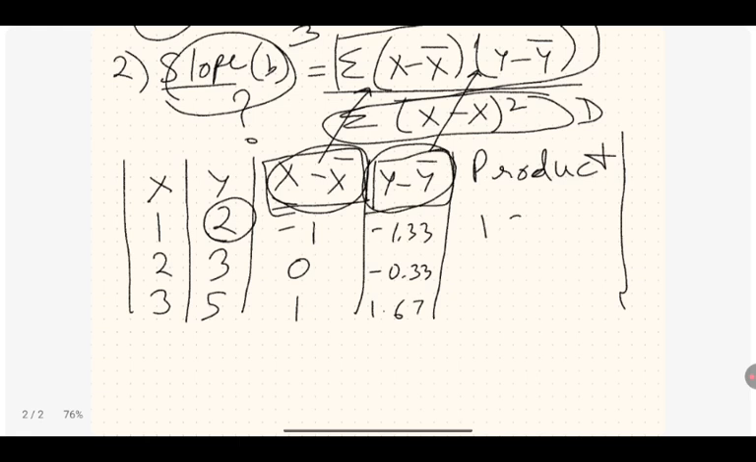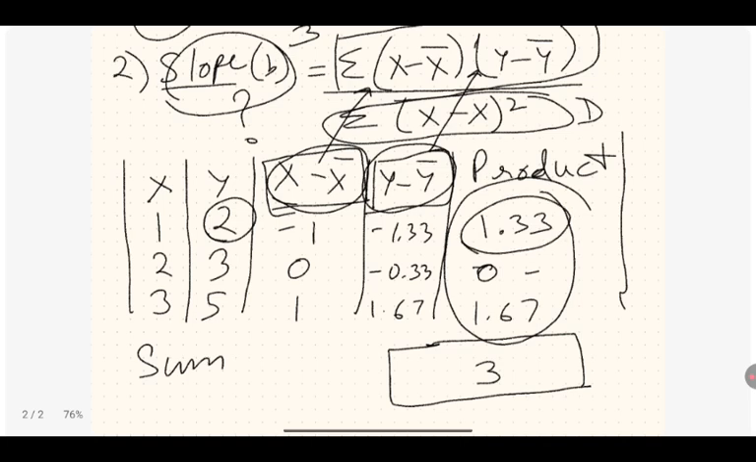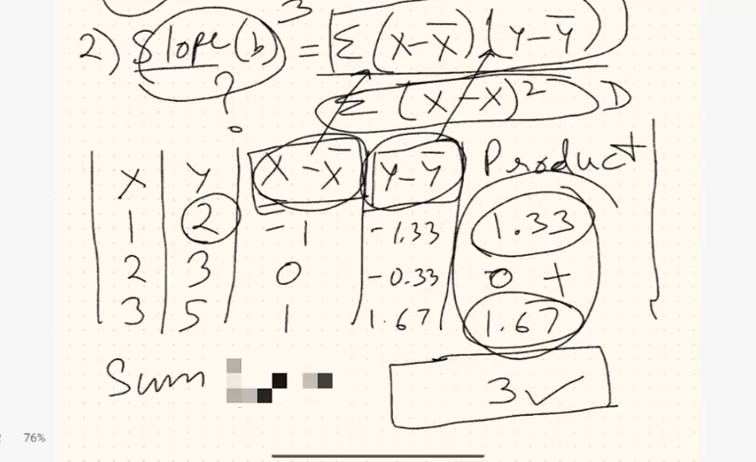Then finding out the product of these two, x minus x bar and y minus y bar, we get 1.33. So the minus sign goes away when we multiply. Here we get 0 and here we get 1.67. So this is what we get. Now we sum up the products and we get 3. 1.33 plus 1.67 is 3. Now this is the numerator.